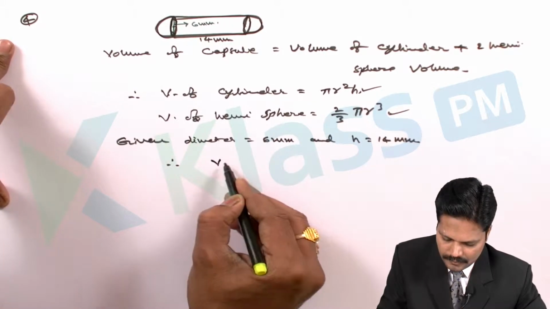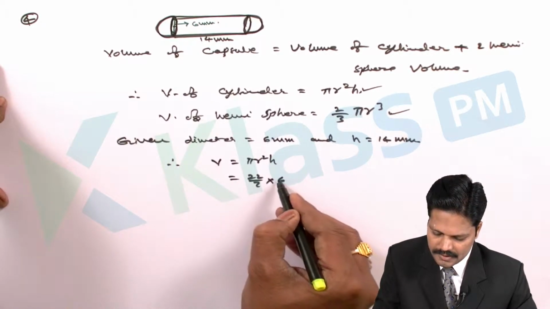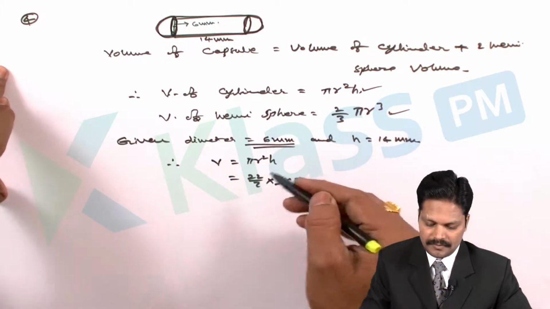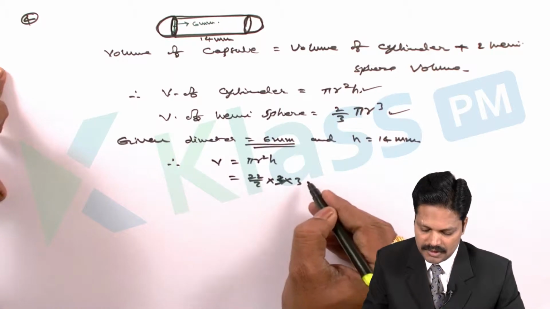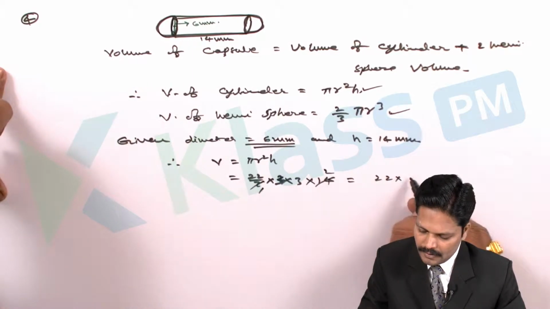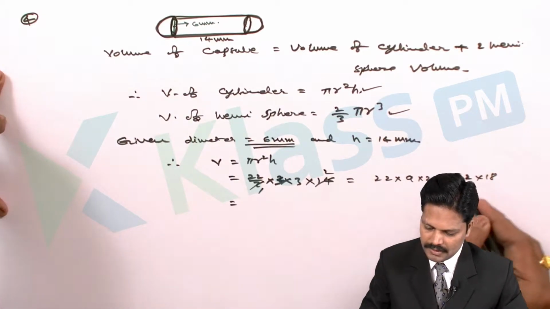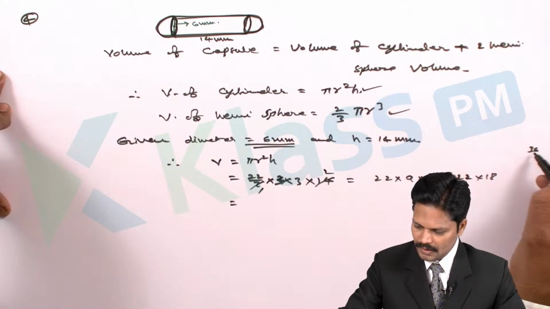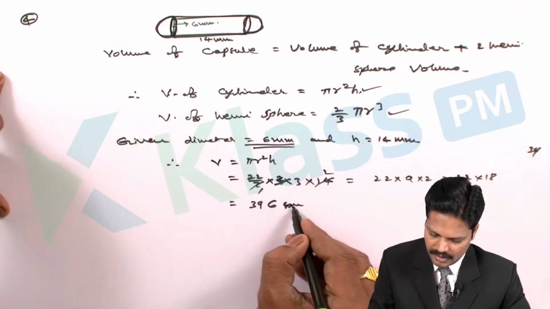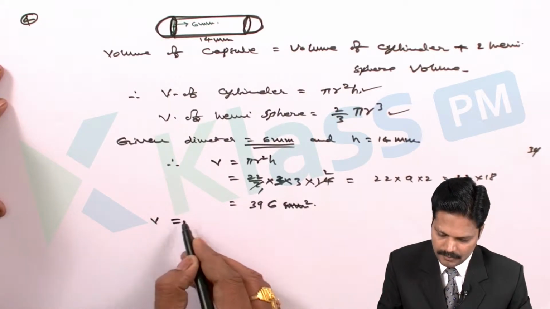Therefore volume is equal to πr², we are taking. So 22/7, r is, since the diameter is 6, then we can take 3 into 3. This is the diameter, 2 times the radius, so we are taking 6 by 2, 3, and the height is given 14. 7 1s are 7, 7 2s are 14, so 22 into 9 into 2 is equal to 22 into 18. So 18 2s are 36, and 6 we are taking, 36 plus 3, 396 mm³ is given.